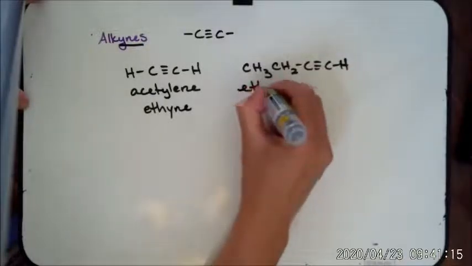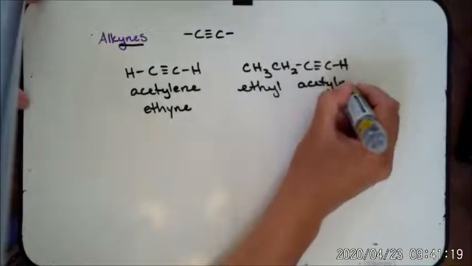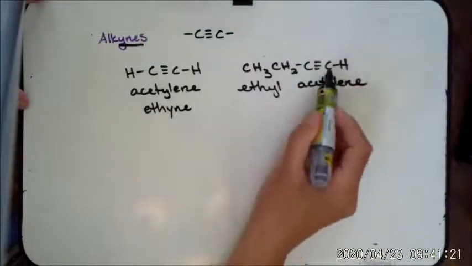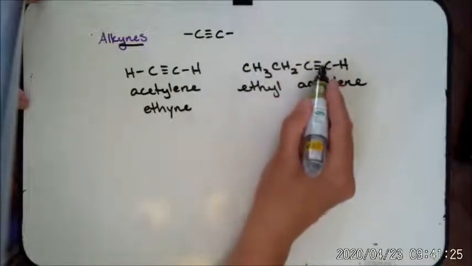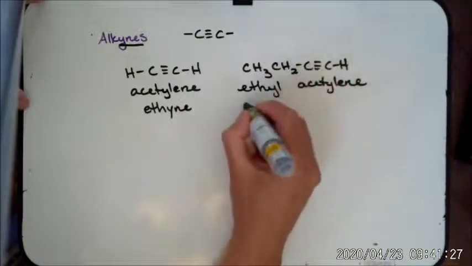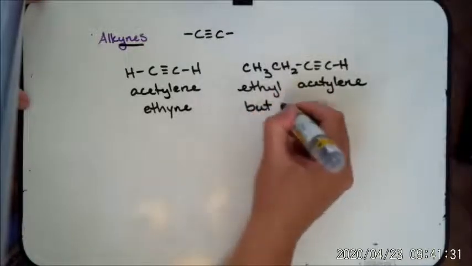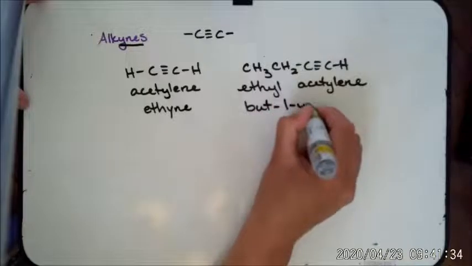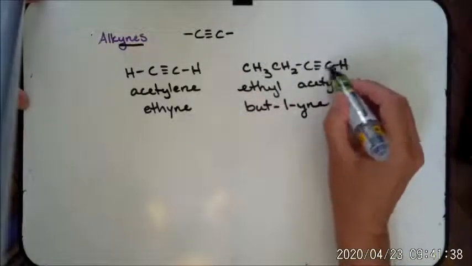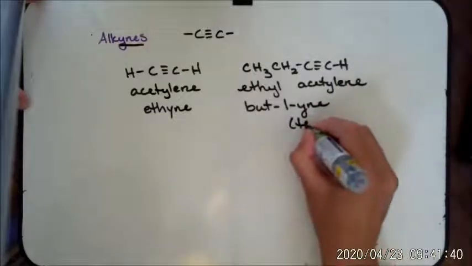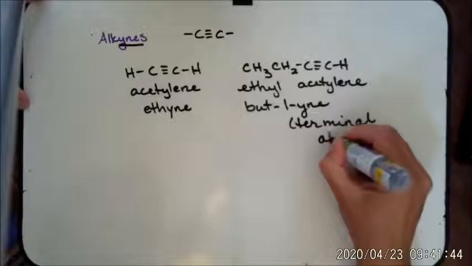This is called ethyl acetylene as my common name. But if you look at it, 1, 2, 3, 4, and my triple bond is at the 1 position. So it's but-1-yne. Okay. Notice since my triple bond is at the end, this is a terminal alkyne.